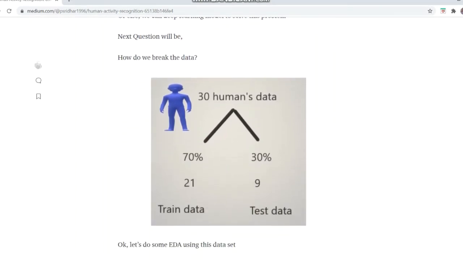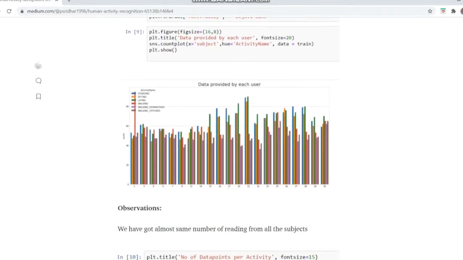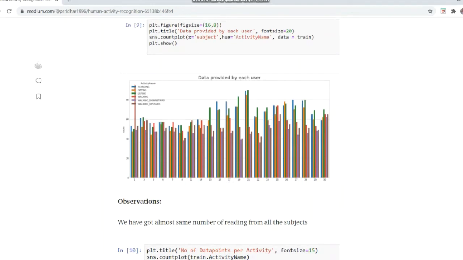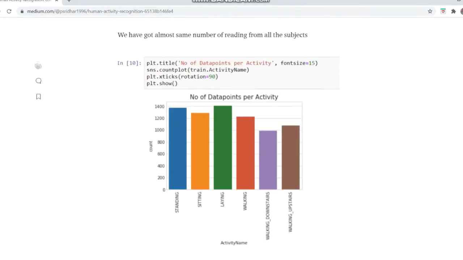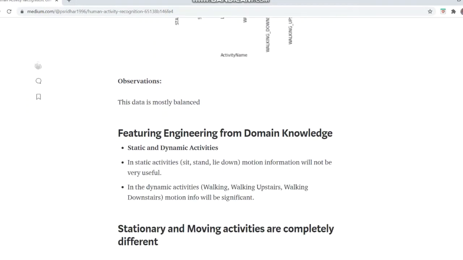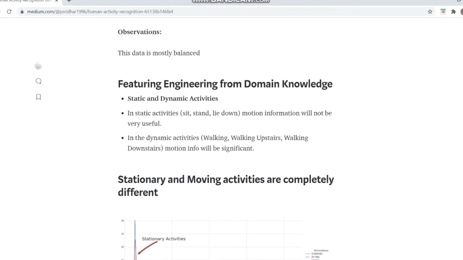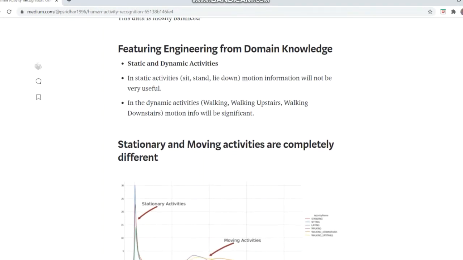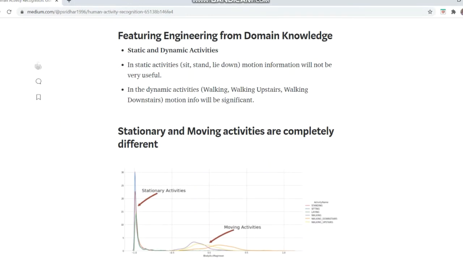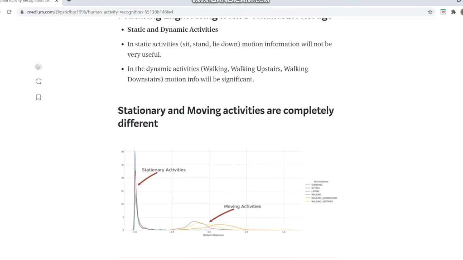Okay, let's do some EDA using this dataset. Observations. We have got almost the same number of readings from all the subjects. Observations. This data is mostly balanced. Feature engineering from domain knowledge. Static and dynamic activities. In static activities, sit, stand, lie down, motion information will not be very useful. In the dynamic activities, walking, walking upstairs, walking downstairs, motion information will be significant.